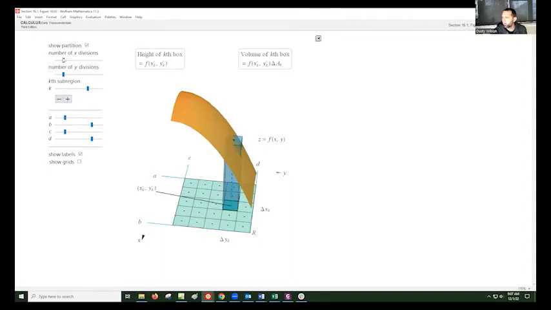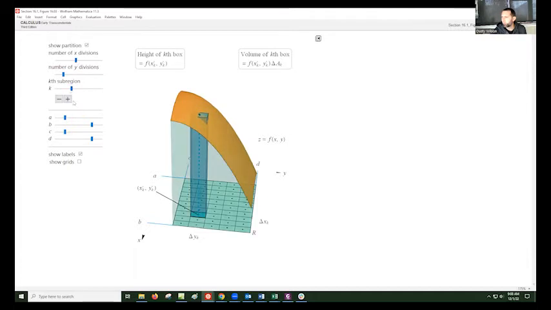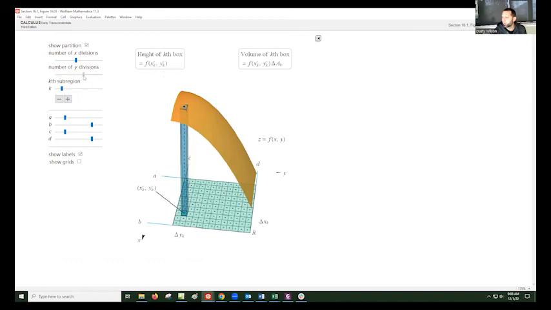To the surprise of no one, if we increase the number of divisions, you can sort of see where this is going. It looks like if we add all these puppies up, we're going to get a better and better approximation for the total volume that we're looking at.